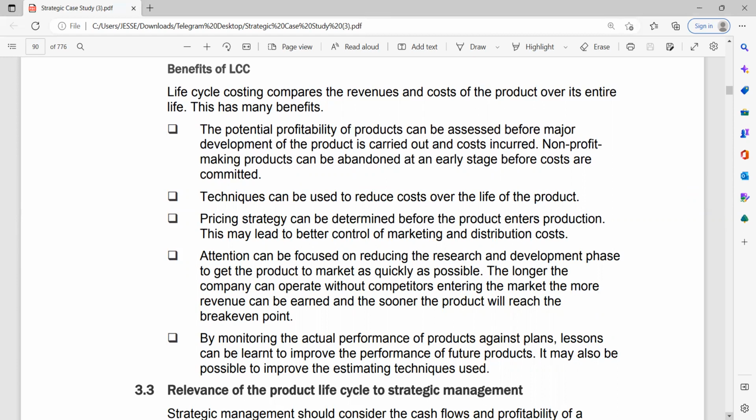Another benefit of life cycle costing is, we can also determine the pricing strategy. What pricing strategy are we going to use? So for instance, are we going to start on a very, very cheap note? And if we are going to start on a very cheap note, at what point are we going to increase our prices? So these are all conversations around pricing strategy that has to be properly understood.